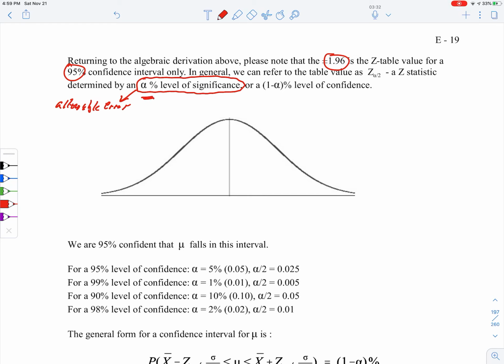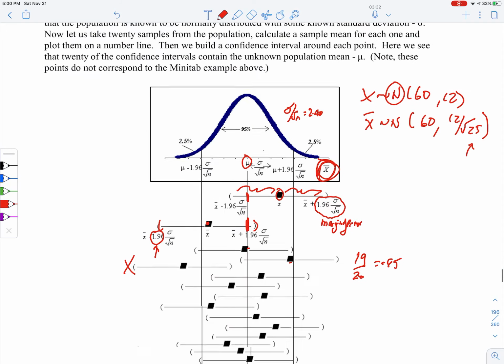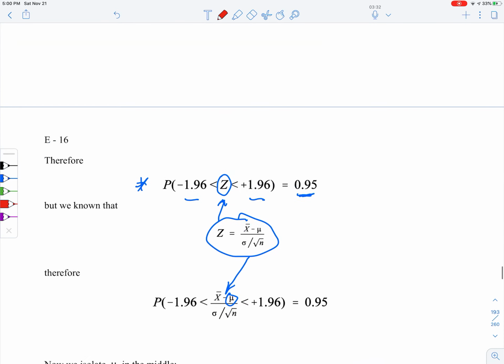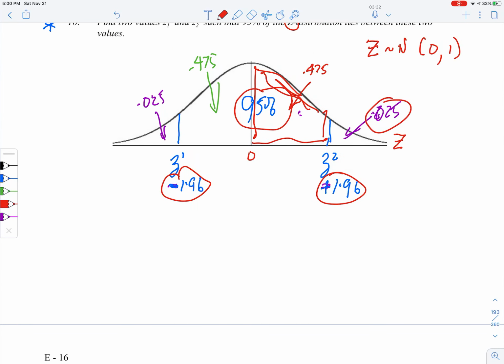So that gives us, if alpha is the level of significance, 1 minus alpha is the level of confidence. Now this is how it works: you've got 1 minus alpha percent here, and that leaves you with alpha over 2 here and alpha over 2 here. So when we're talking about 95%, then alpha would be 5%, and that leaves you with 2.5% in the tail. That, of course, is what we had up here, right? We had 2.5% in each tail.